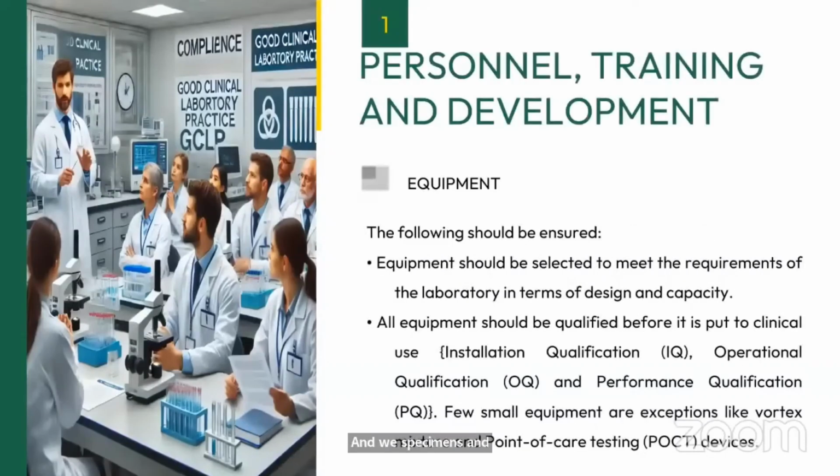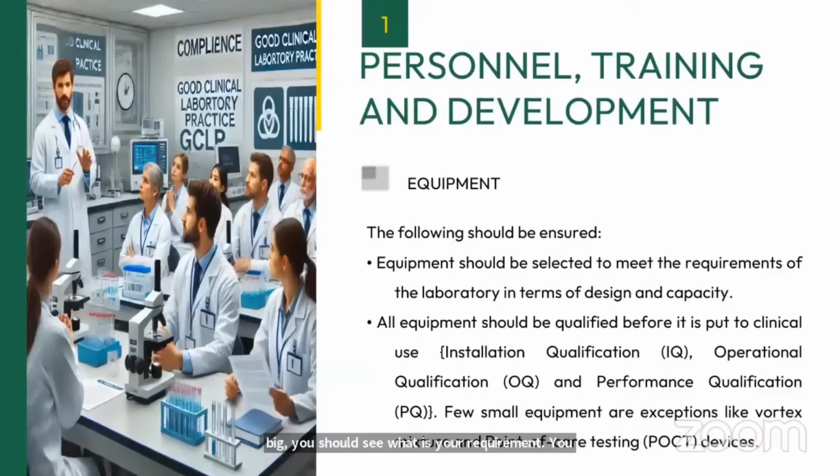Now, equipment should be selected to meet the requirements of the laboratory in terms of design and capacity. Whenever you are selecting the equipment, you should also see what the design and capacity of the laboratory is, and what the layout of the laboratory is. It is not that I have a lot of money, so I will select a very big equipment. You should see what your requirement is. You should see what space is available. That should be seen while selecting an equipment.